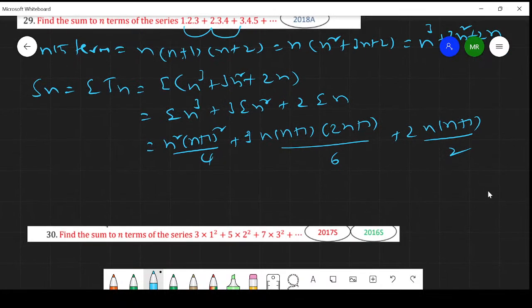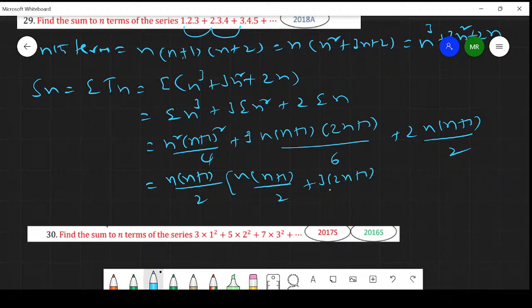Then you simplify. You take n into n plus 1 by 2 common. If you take this common, this will become n into n plus 1 by 2, plus I have taken n into n plus 1 by 2 common. This will become 3 into 2n plus 1 by, I think this also I have taken 3 into, I have taken 2 common by 3, plus I have taken n into n plus 1 by 2, because that will be 2. It will come like this. Correct?